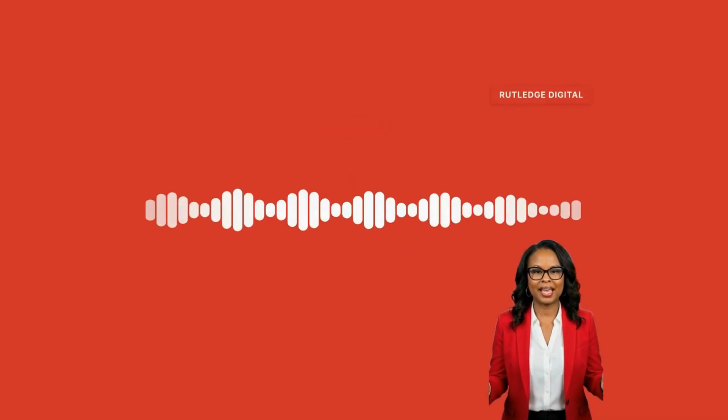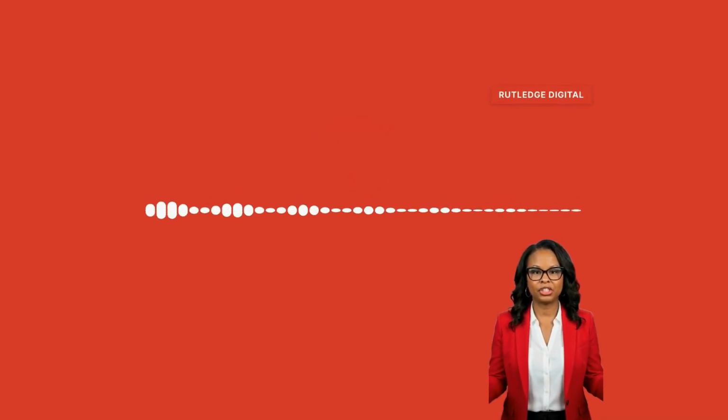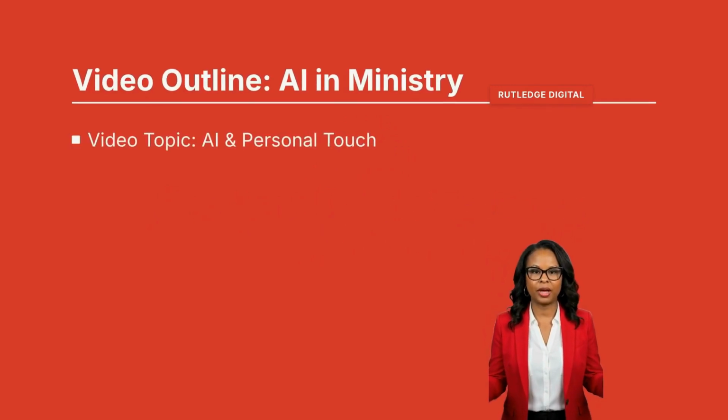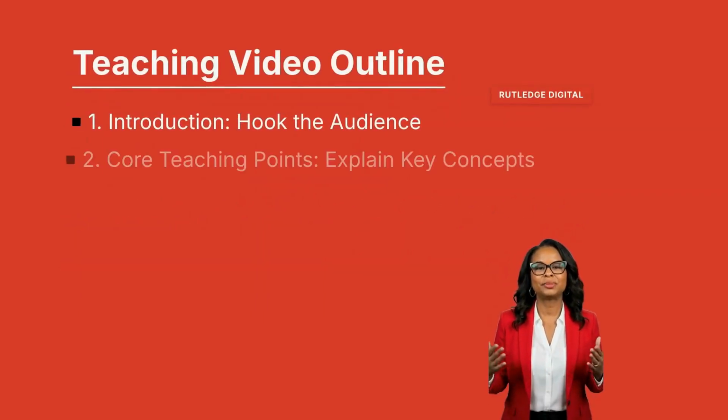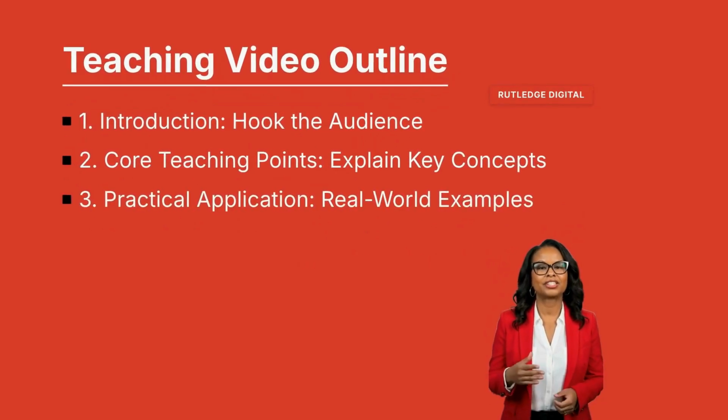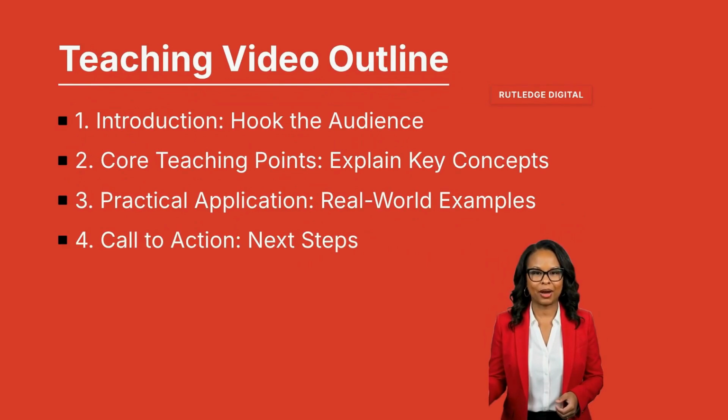For example, I could say, help me outline a 5-minute teaching video about how churches can use AI without losing their personal touch. Then I can talk through my ideas, let ChatGPT ask me questions, and turn that conversation into an organized outline.